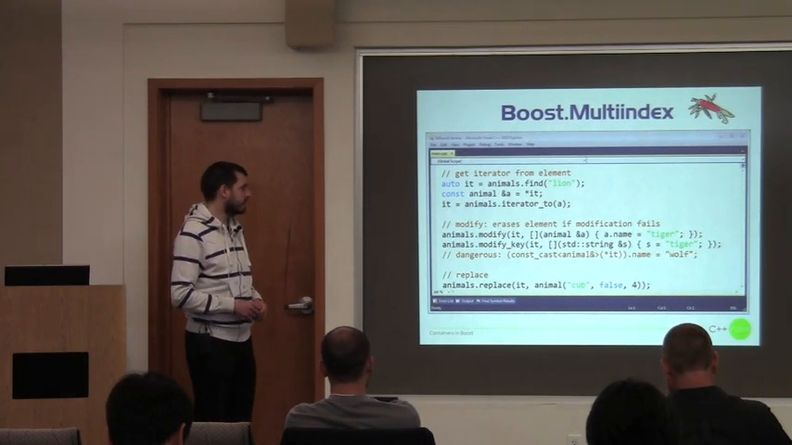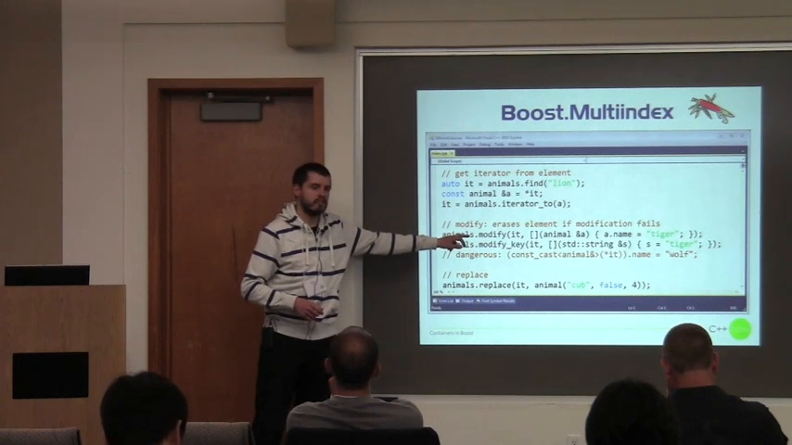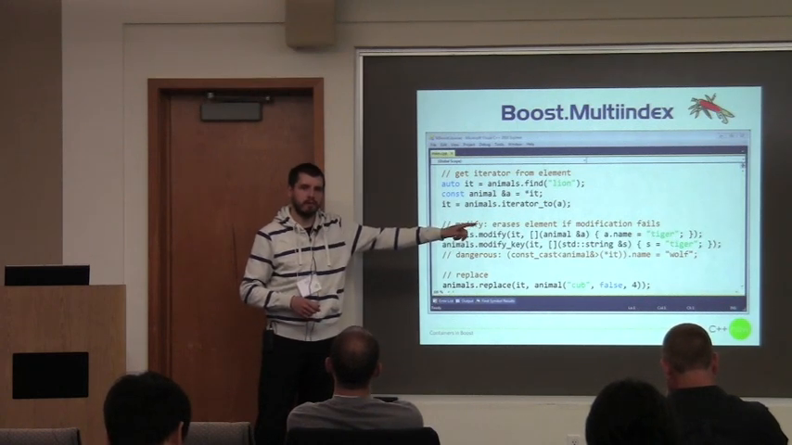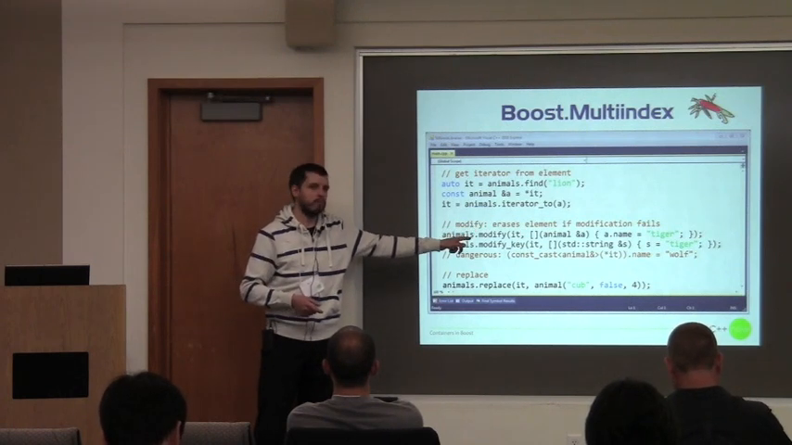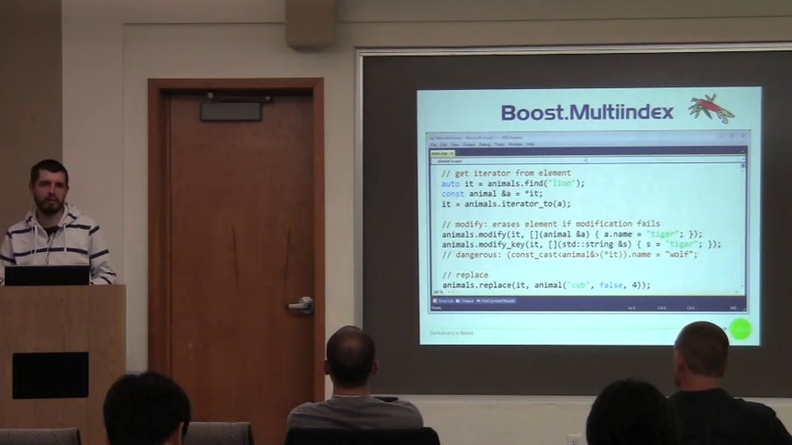That reminds me of something else. I think the modify function also has another signature where you can pass a third argument, which is a rollback function. That function is then called if the modification fails. You can fix the problem yourself. You can roll back the element yourself.